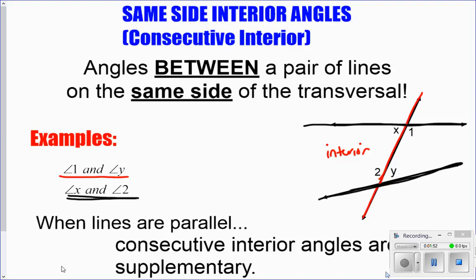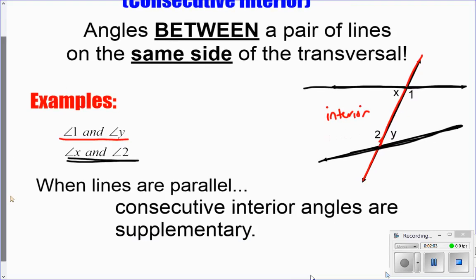Now, again, in our diagram, these lines are not marked parallel because they're not parallel. But if they were parallel, we know, and later we'll prove, that when the lines are parallel, consecutive interior angles or same side interior angles are supplementary. The easy way to remember that is same side are supplementary. SSS, same side are supplementary. Again, only when the lines are parallel though.